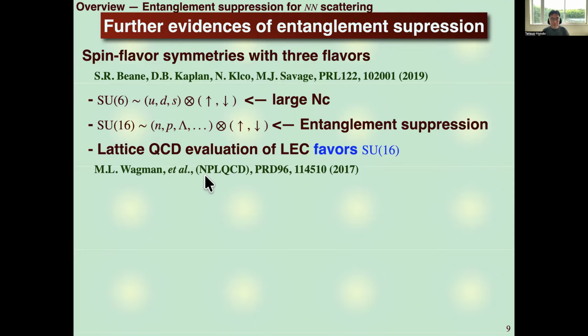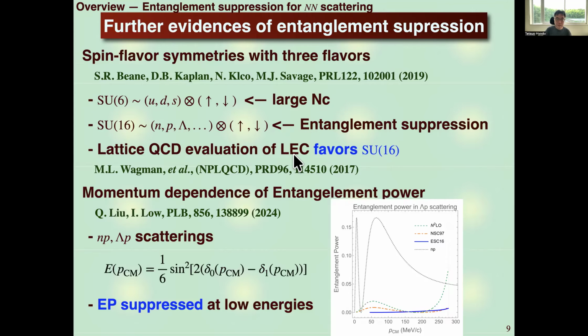And in fact, some lattice QCD evaluations of the low energy structure of SU3 baryon scattering somehow favor this SU16 symmetry, which gives some confidence in the entanglement suppression idea rather than the Rajency limit.